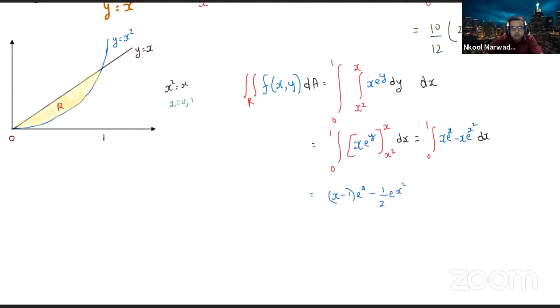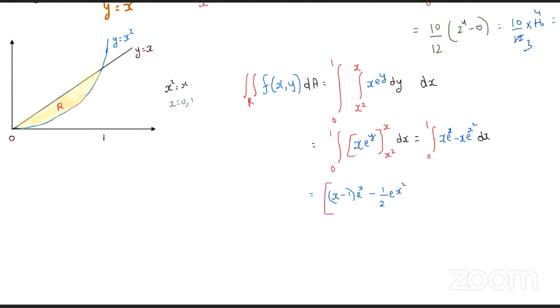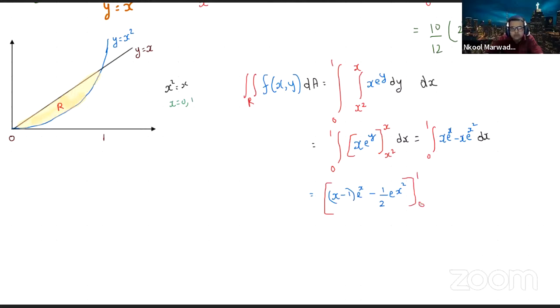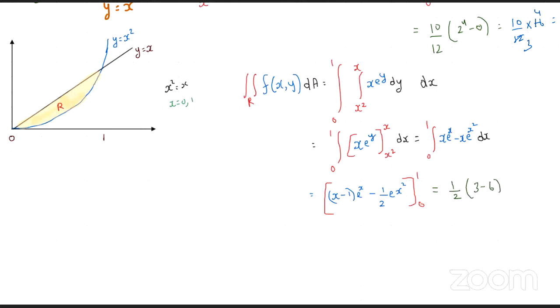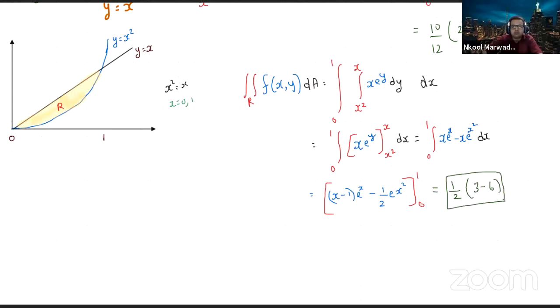With the limits 0 to 1. Let me write it properly so that it becomes visible. Now we can just substitute it and get the answer. The answer that you will get will be 1 by 2, 3 minus e.